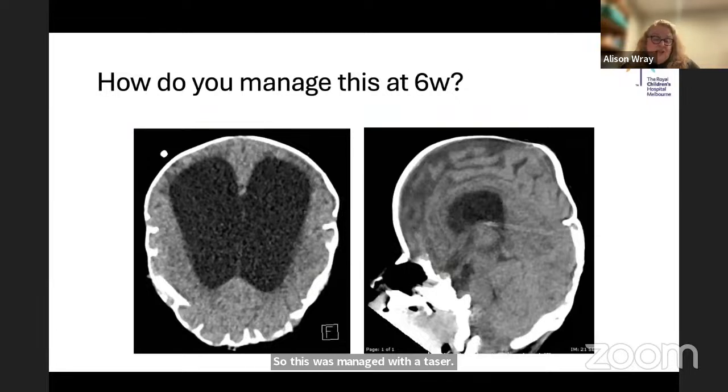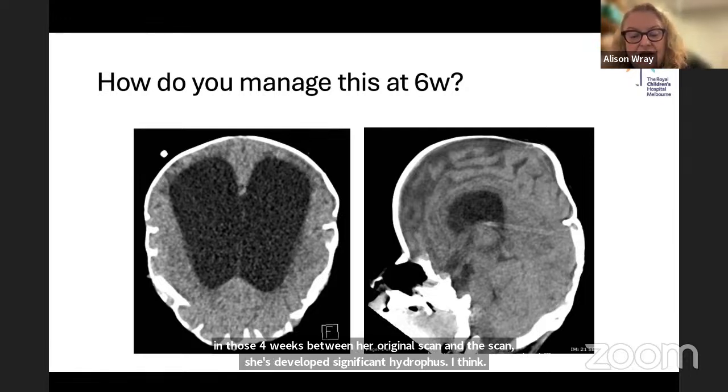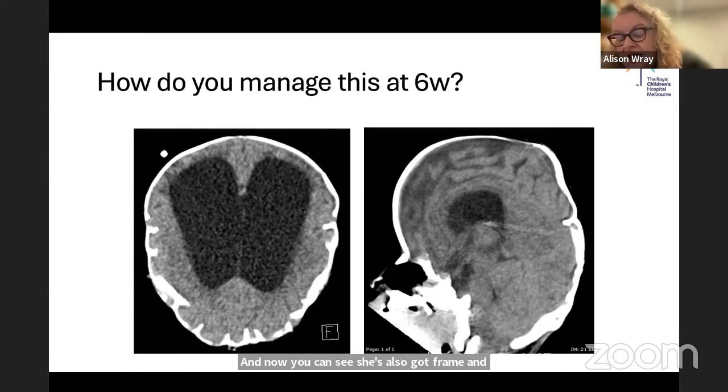At 6 weeks of age, when she came back with that, we also took the opportunity to do a CT scan. And you can see now that the picture is quite different. In those 4 weeks between her original scan and this scan, she's developed significant hydrocephalus, I think from the combination of initially venous hypertension. And now you can see she's also got foramen magnum plugging, she's got a Chiari, she's got fourth ventricular outflow obstruction, she's got basilar invagination, and she's got significant thumb printing and indentation through the pressure.